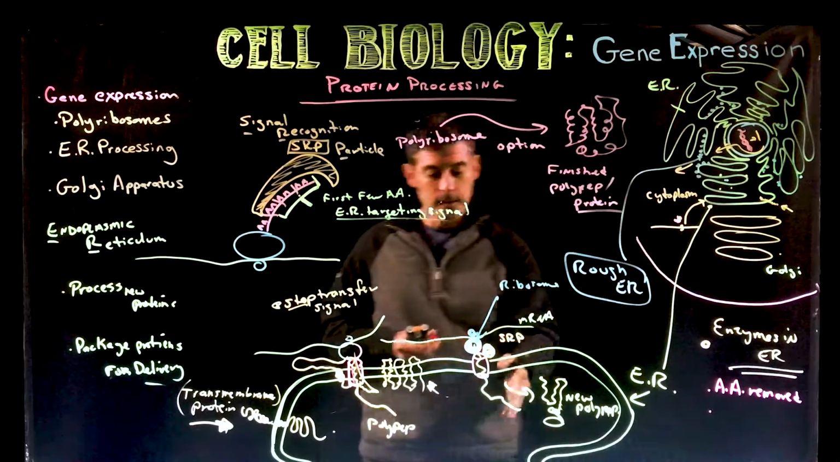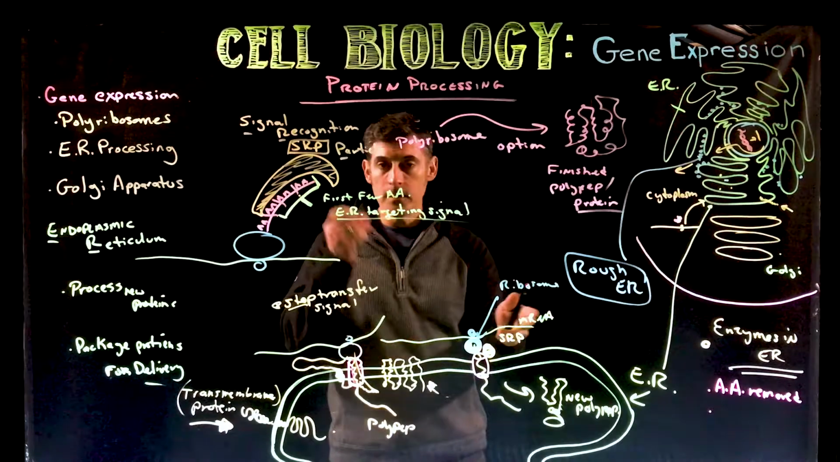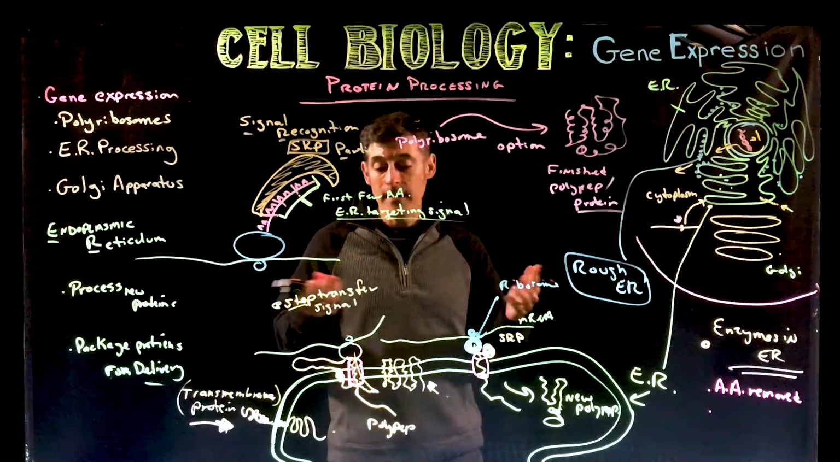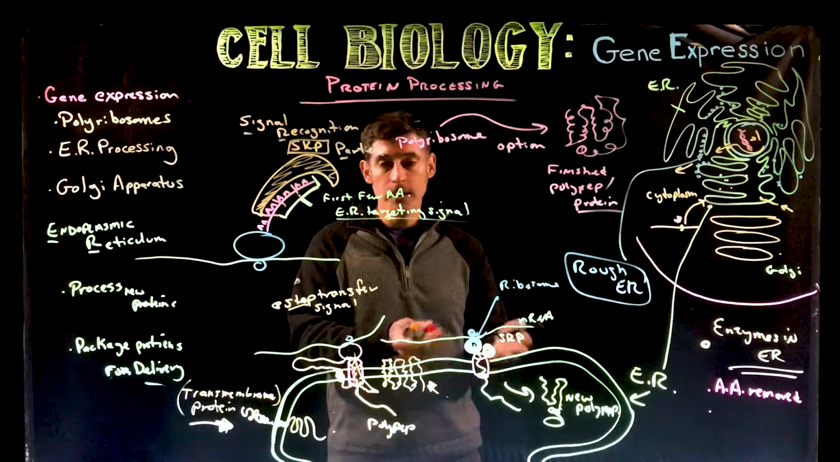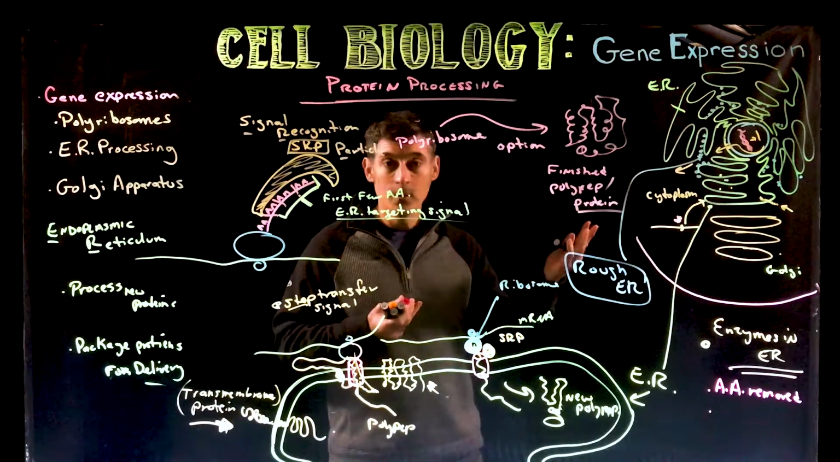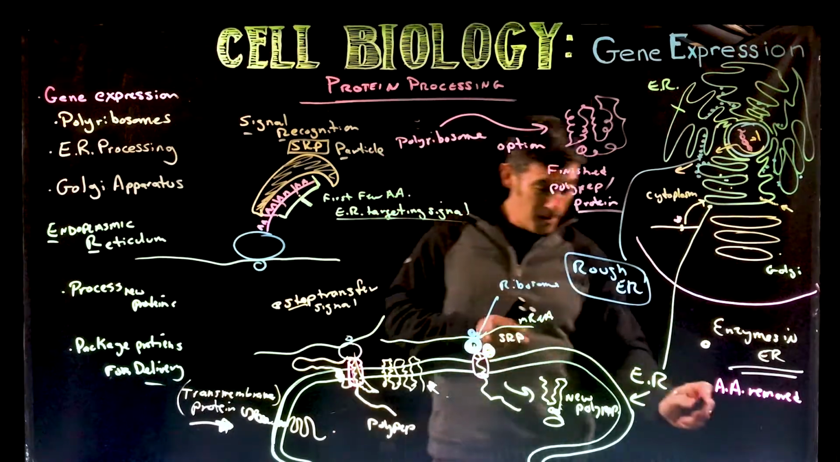So when the polypeptide is made inside the ER, some of the enzymes will clip off amino acids and say, now we don't need that, we just needed it to get here, but now that we're here, we don't need it anymore. So they're removed. Some amino acids get modified.